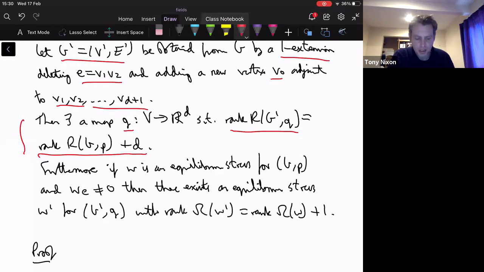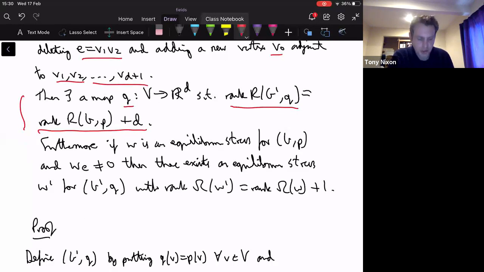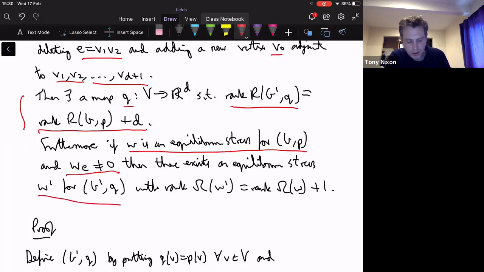So we know that, and we're going to use the same special position, but in the next part to prove the next part. So if omega is an equilibrium stress for GP, and the edge E that we delete has a non-zero weighting in the stress, then there exists an equilibrium stress omega dash for G dash Q, whose rank, the stress matrix, is one bigger. So it's got one more vertex, so the maximum rank would be one higher, and we're just going to show that the rank goes up by one from whatever it was.